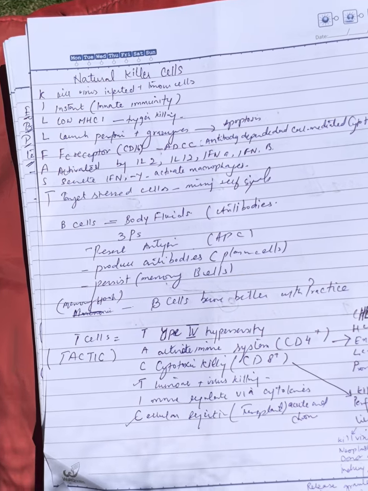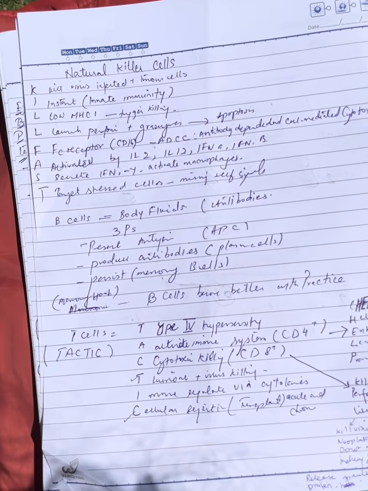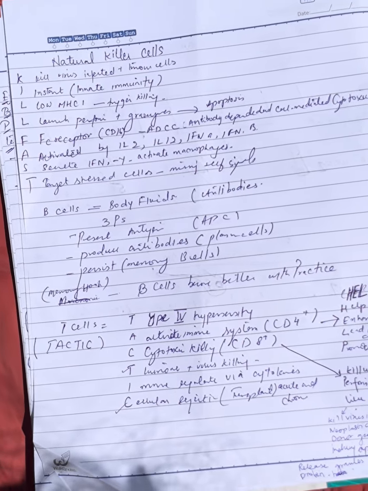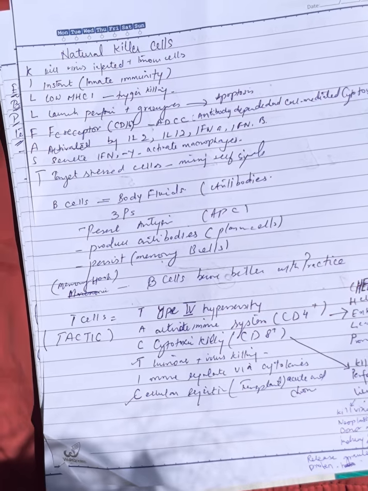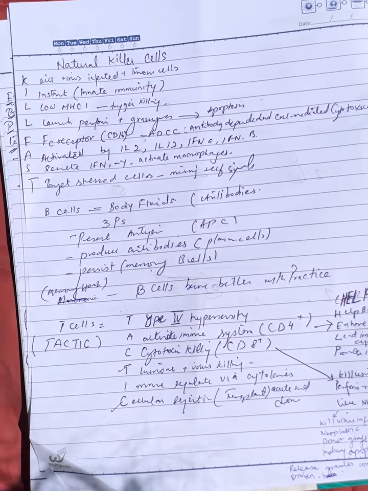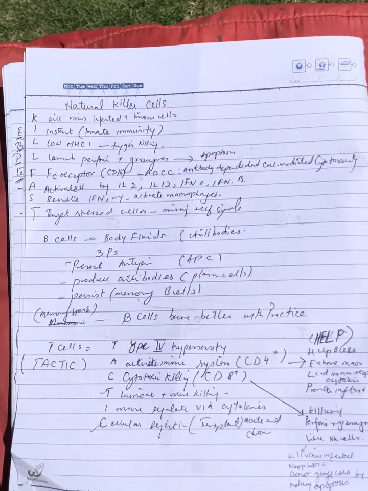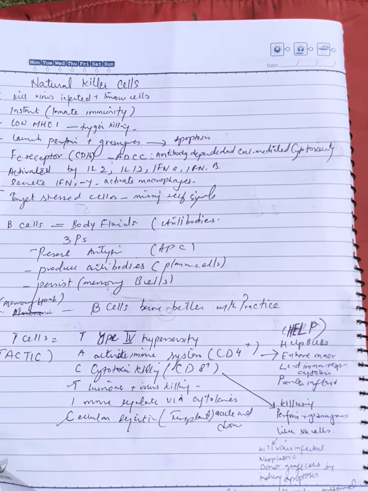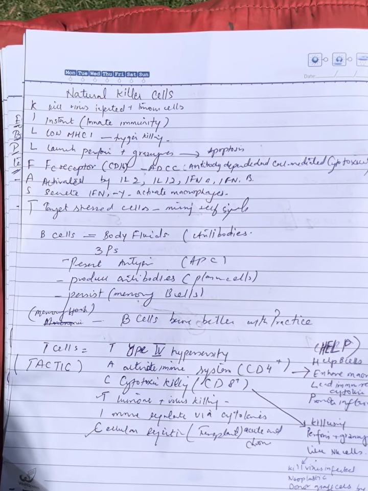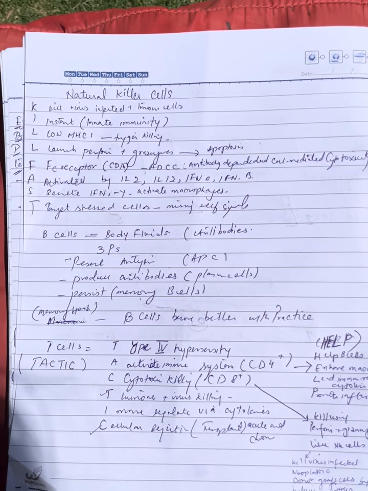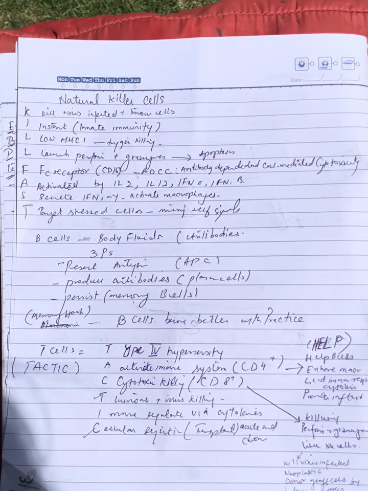F is for the Fc receptors, that is CD16, antibody-dependent cell-mediated cytotoxicity. A is for activated by interleukin 12, interferon alpha and interferon beta. S is for secrete interferon gamma, which activates macrophages. T is for target stress cells, missing self signals. So KILL FAST is the mnemonic for the natural killer cell.